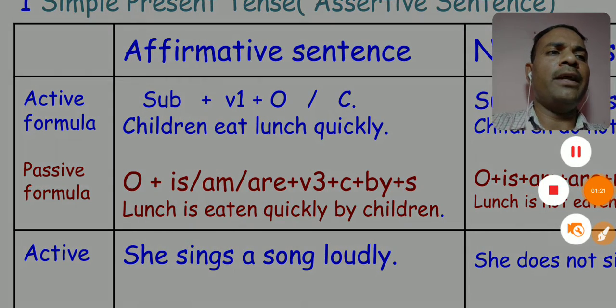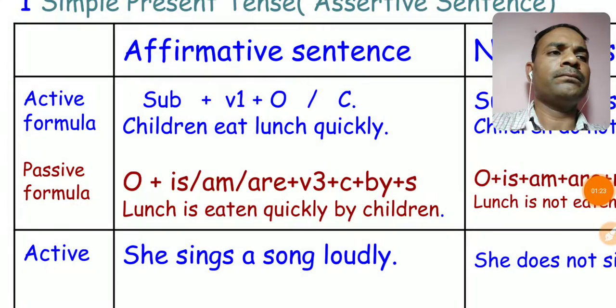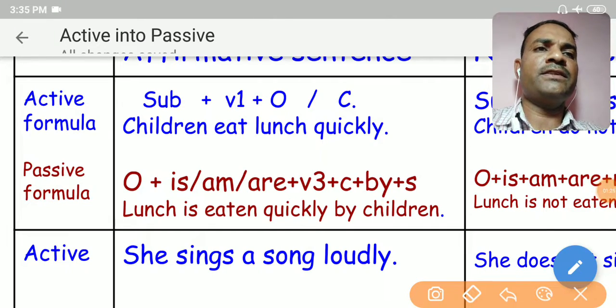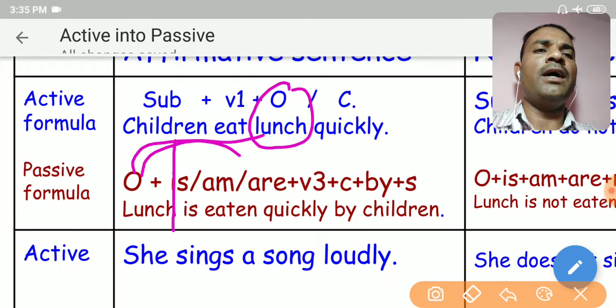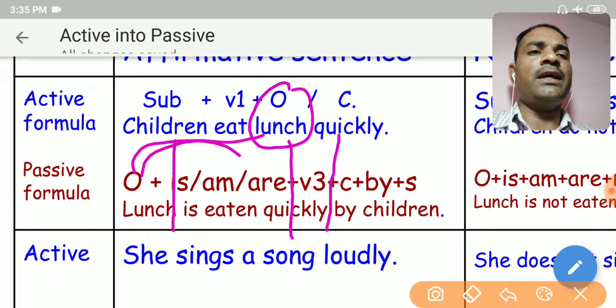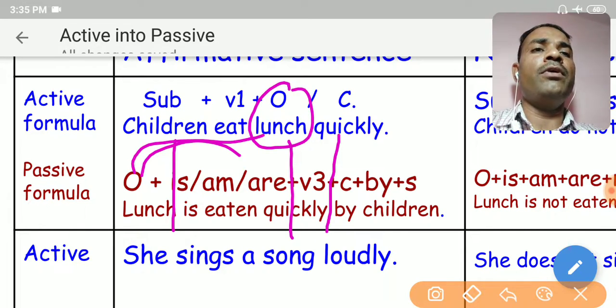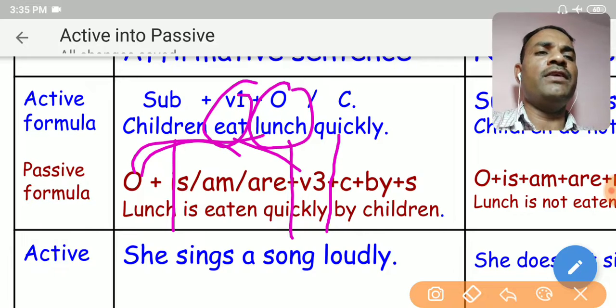See here, my dear friends, this is the rule we have already learnt. Object should be brought in the subject position. Subject position means before the verb. At the same time, the to be form of the verb should be used. So in simple present tense, is, am, are are the to be verbs to be used. At the same time, V1 form should be changed into V3 form. Again, complement is written as it is.